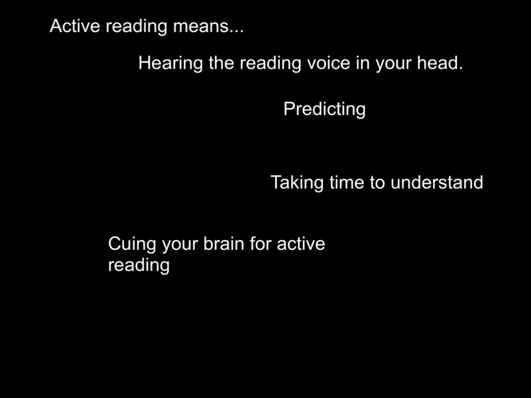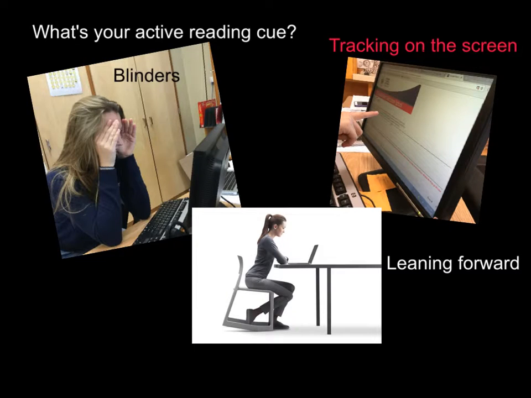Active reading means hearing the reading voice in your head, predicting, taking time to understand, and cueing your brain for active reading. Active reading means reading with your brain and not just with your eyes. Sometimes though, when we are reading, especially from a screen, we skim across the words and don't use our brains. For the literacy test, you must use your brain to read.